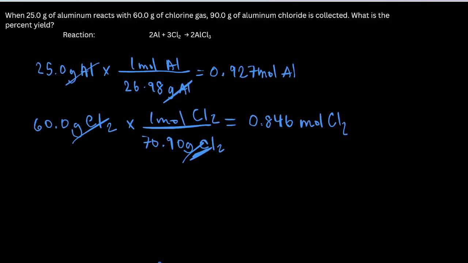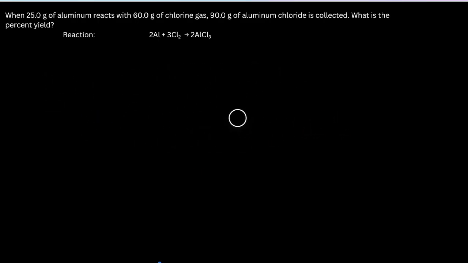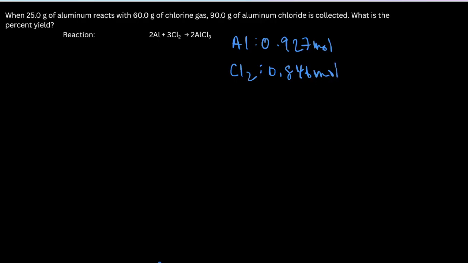But anyway, now that we have converted our grams to moles, we can move on to the next step, and that would be finding the limiting reactant, right? We have to always determine the limiting reactant unless it is stated in the problem already. In this case, it isn't, so we have to determine what is our limiting reactant. So let's take note of these numbers very quickly. We can write them on top here so we don't forget. Our aluminum was 0.927 moles, and our chlorine was 0.846 moles. So just keep those numbers in mind, and now determine the limiting reactant.